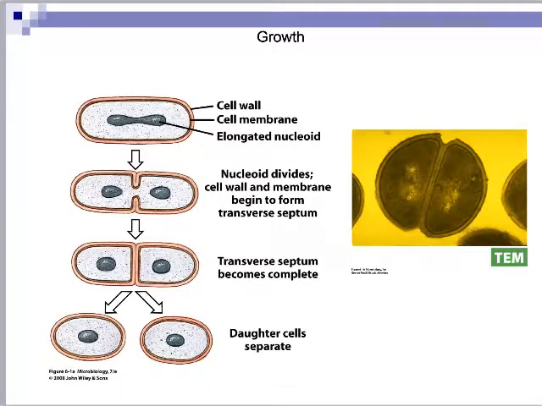So here is the diagram of it. What's going to happen is the cell wall and the cell membrane are going to get wider or elongated, and the nucleoid is the region where the chromosome is, and that's going to divide. We get a transverse septum formed. The septum becomes complete, and then we end up with two daughter cells.